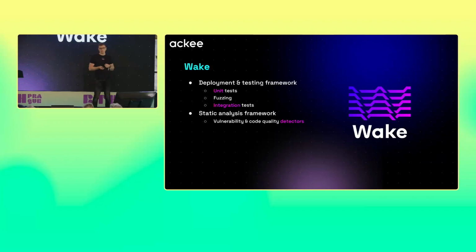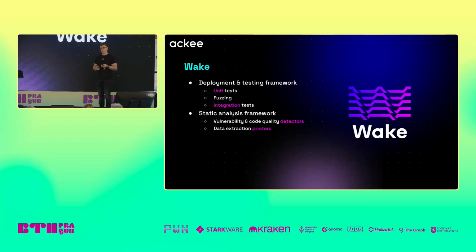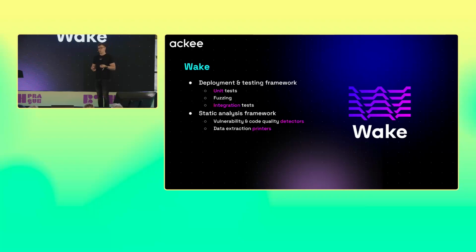And the second feature is printers that are basically almost the same from the developer perspective, but very different from the point of view of the end user, because printers extract some information from the source code. They don't just show some, let's say, findings or problems in code, but they just print information from code.